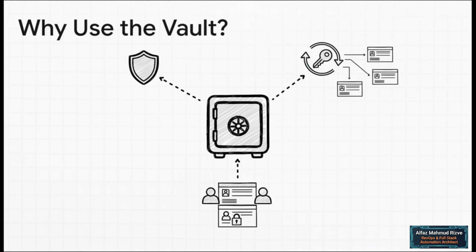So, why is this such a big deal? Well, let's say an API key gets compromised or just needs to be updated. You just change it in one single place, the vault, and every single workflow that uses it is instantly fixed. It's amazing. Plus, you can collaborate with your team or with freelancers, giving them the ability to build powerful workflows without ever showing them the raw secret API keys.